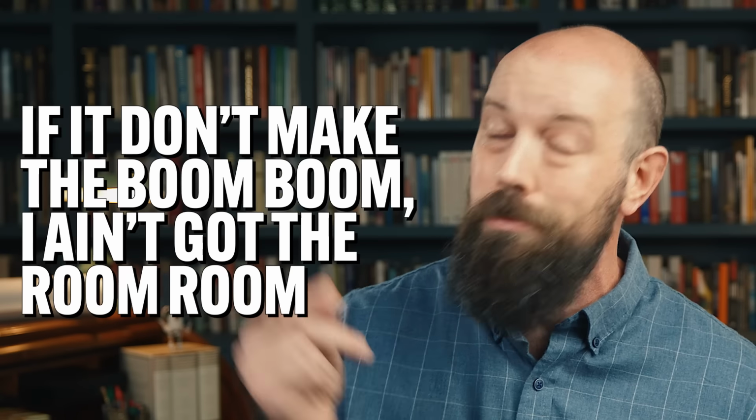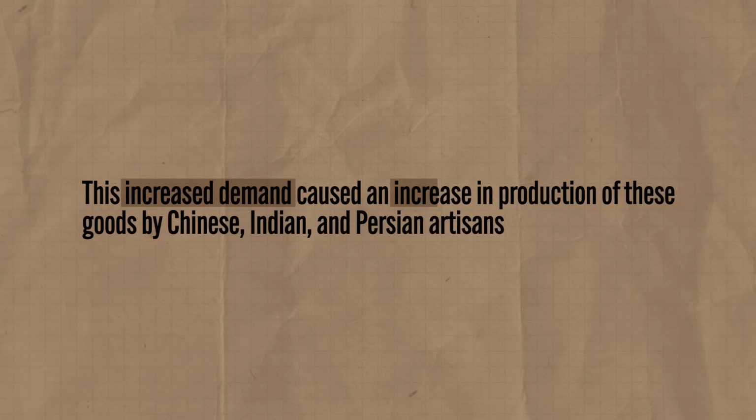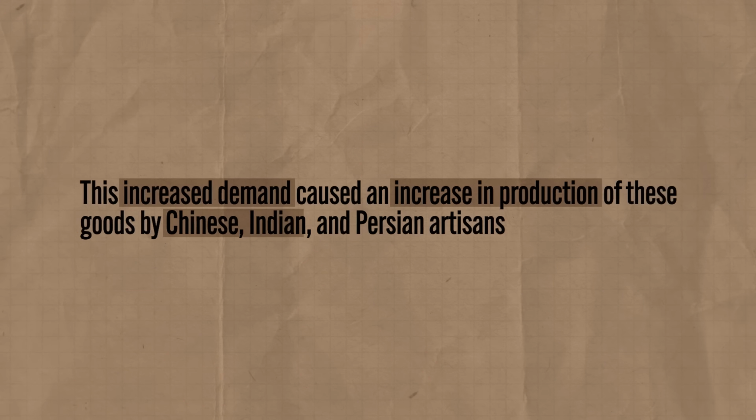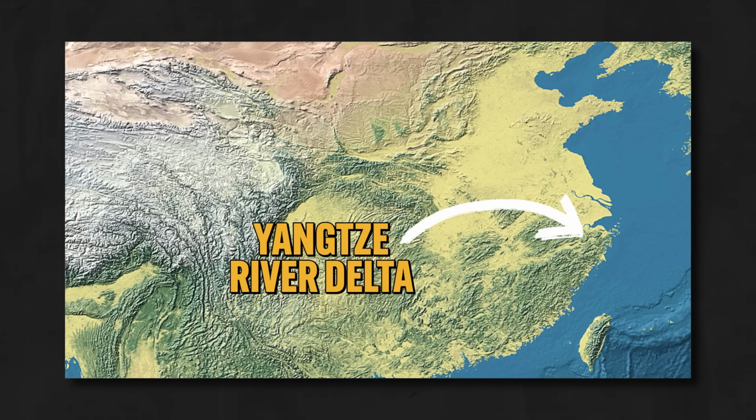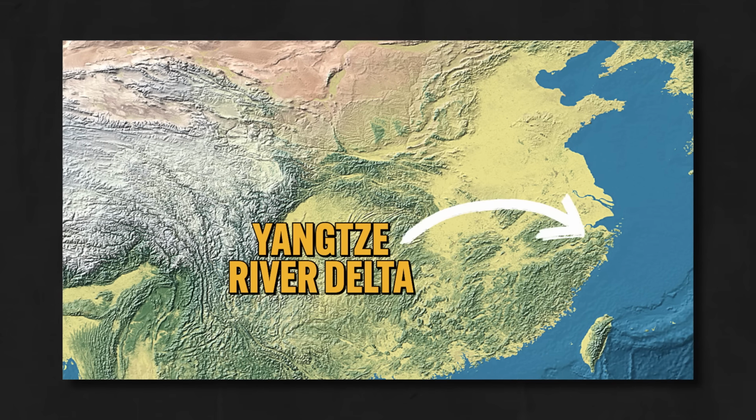And that reality was illustrated by a common proverb among Silk Road merchants, namely, if it don't make the boom boom, I ain't got the room to carry it on my camel. That's just a rough translation. Anyway, the expansion of these routes during this period reflected the growing demand for these luxury items. And so that increased demand caused an increase in the production of these goods by Chinese, Indian, and Persian artisans. So for example, the focus on the production of luxury goods for distant markets led peasants in the Yangtze River Delta to scale back on food production in order to produce more luxury goods destined for trade across the Silk Road.